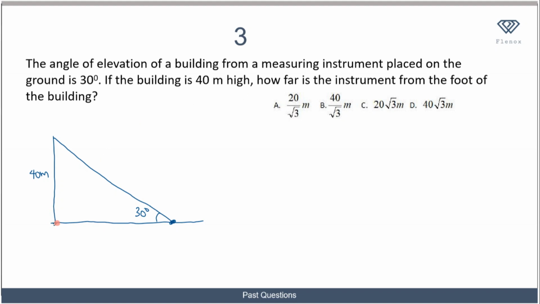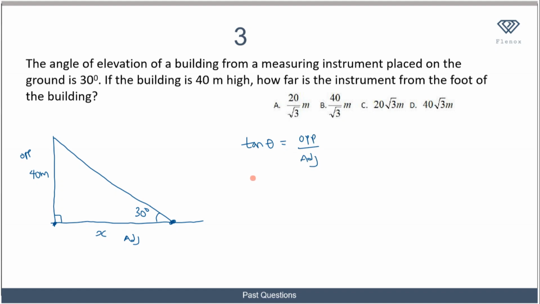So this is the foot of the building here. We are told to calculate the distance from this point over here to this point over here, and let me call that x. This is my right angle here. Since my angle is here and it's 30 degrees, I know that this is my opposite and this is my adjacent. So what equation for a right angle triangle relates the opposite and the adjacent sides? I know that that is the tangent. So we know that tan theta is equal to the opposite over the adjacent.